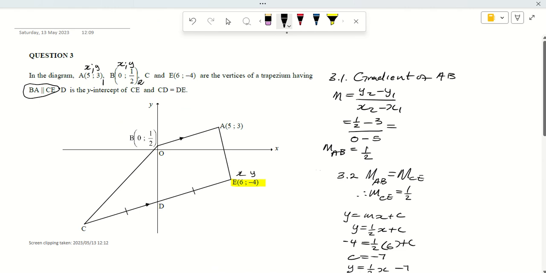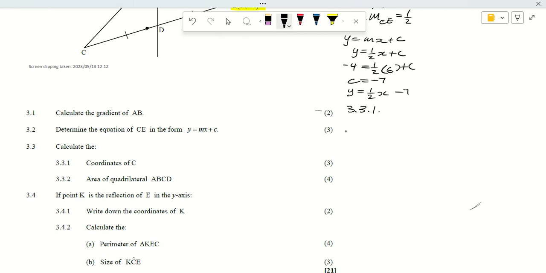In the information there, we are given that CD is equal to DE, so meaning that this part of CE is equal to this part of CE. So meaning that D is the midpoint of CE. So what we can do with that, we know that the coordinates of a midpoint are (x1 plus x2 over 2, y1 plus y2 over 2).